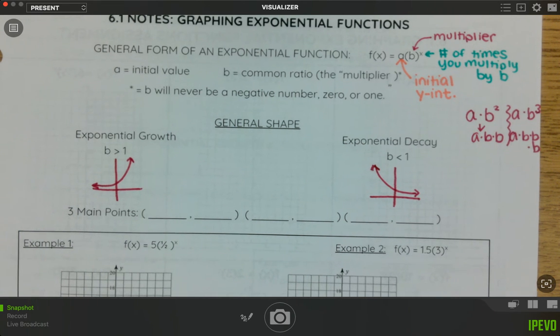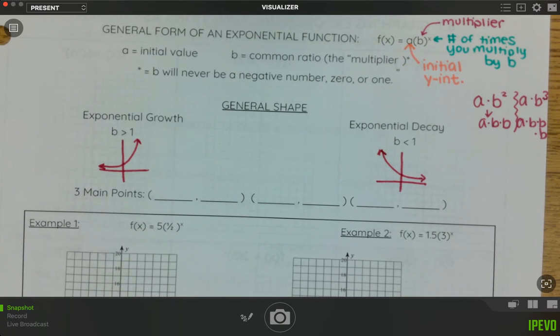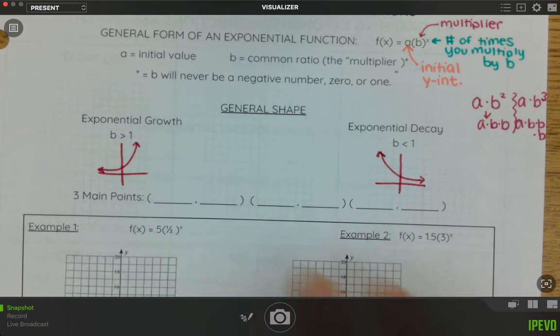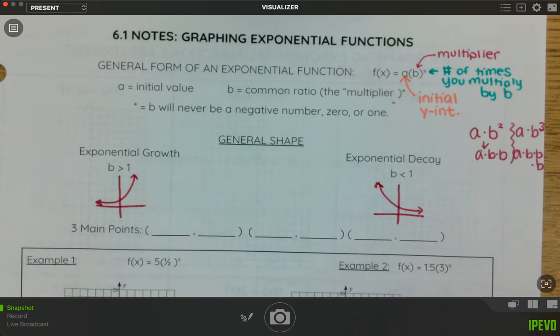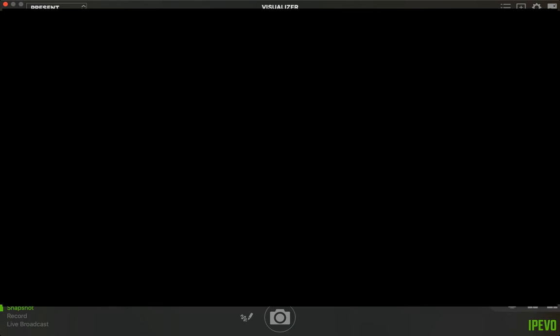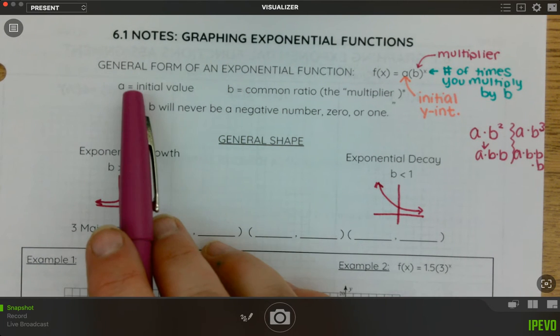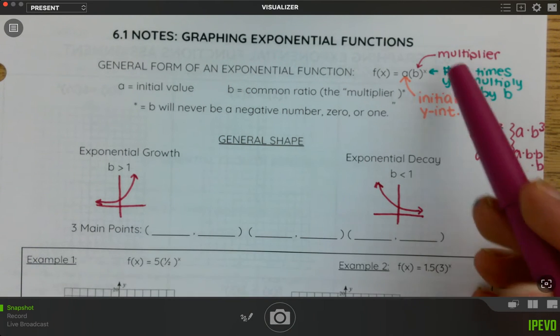Okay, and then I'm going to write the 3 main points for you eventually. I promise I will. But I'm going to skip this part for right now, and I'm going to go ahead and put the top part up here. If you're writing these notes on your own, go ahead and make sure you have all this written down. You don't have to write this part right here because you wrote it over here.